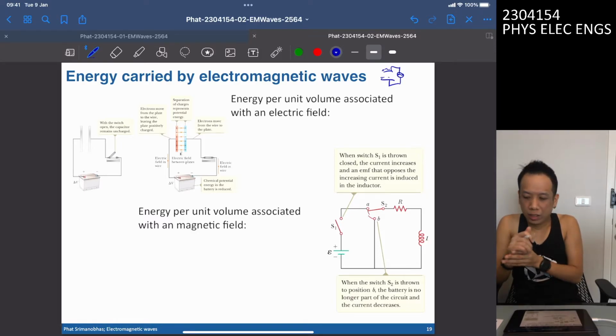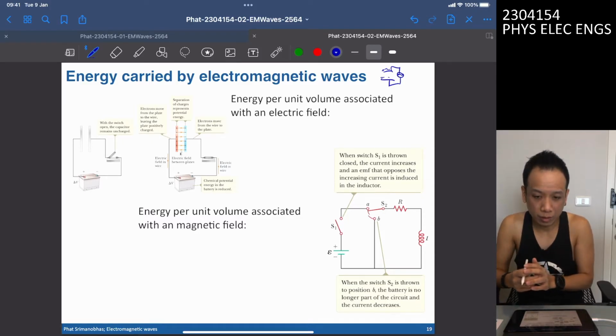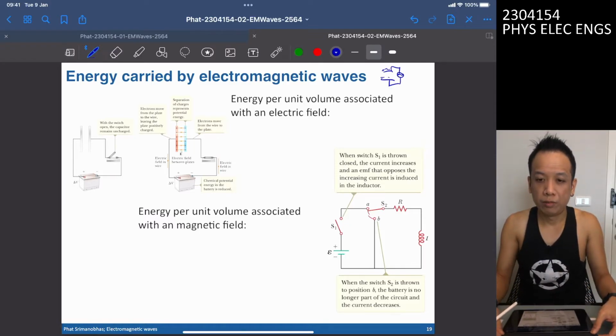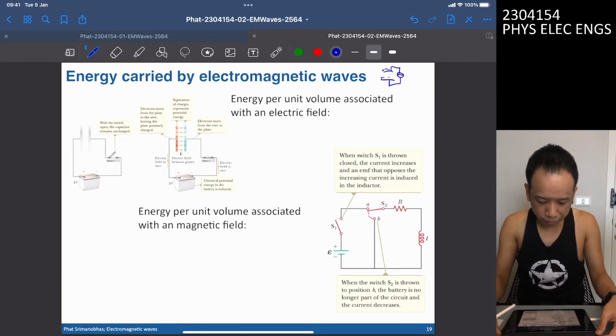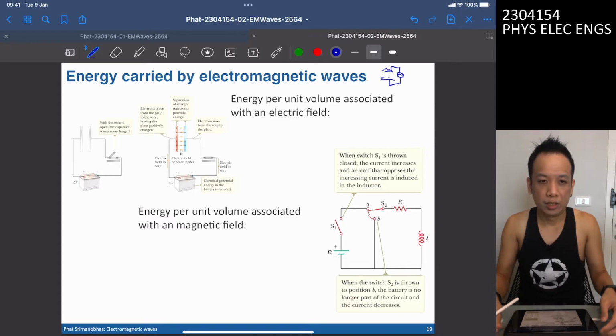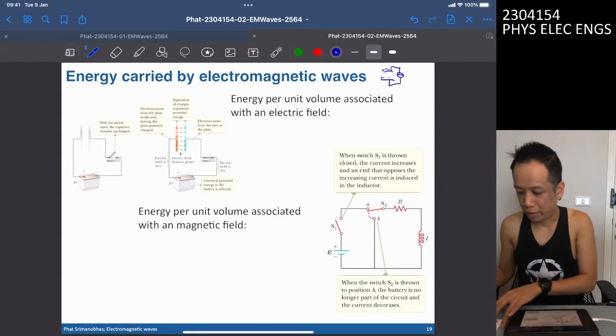In the survey, there is a section on the antenna. Basically there is no calculation on that, it just tells you how the antenna works. So you can read it by yourself. But we go to one of the important topics about the wave that you should learn: the energy carried by the electromagnetic wave.